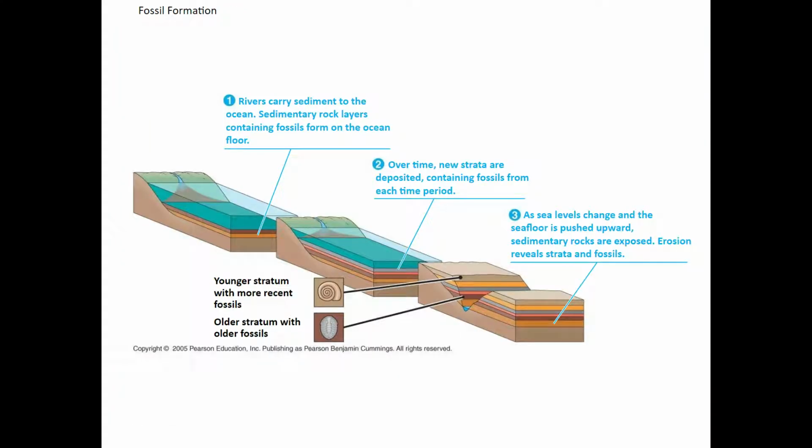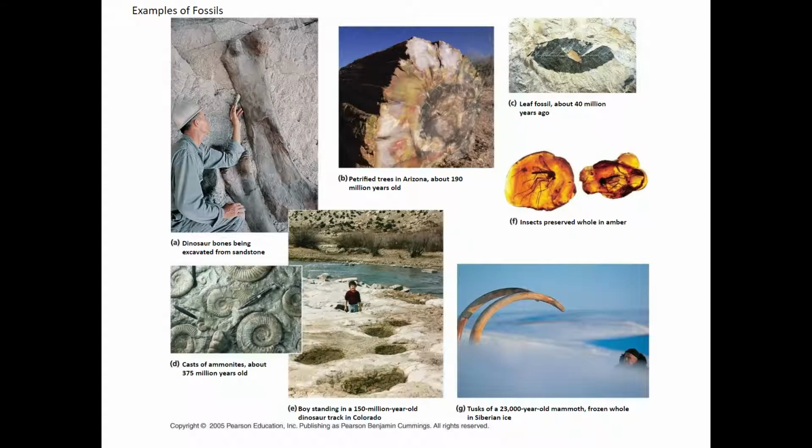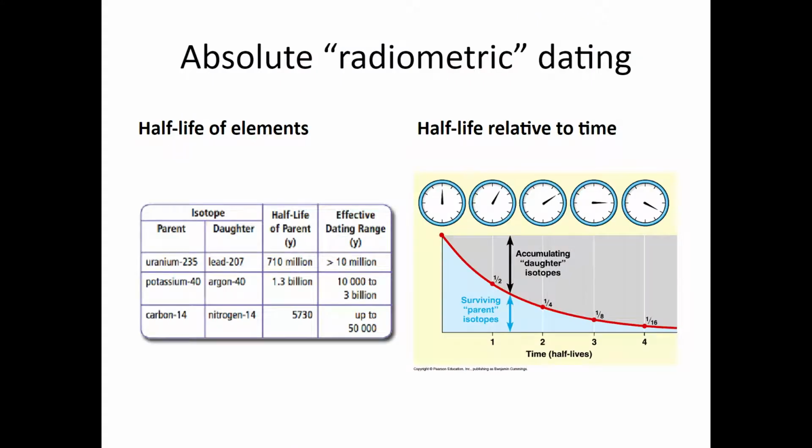Just a little bit about fossils. We've talked some about this, but I want to talk about how we decide, when you find a fossil, how old it is. There's a couple of ways that they're used. One of those ways is called radiometric dating, or absolute radiometric dating. And what this does is it uses the half-life of radioactive elements that accumulate in an organism over time.